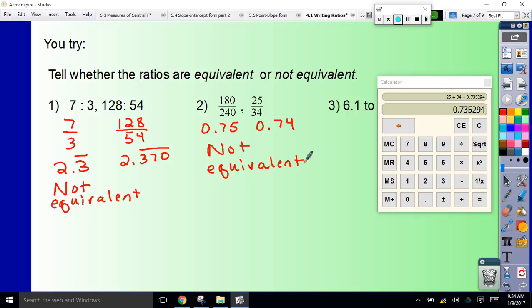I have a question. Yeah. Can we just put an X with not equivalent? No, you need to write it out so I know exactly what you mean.